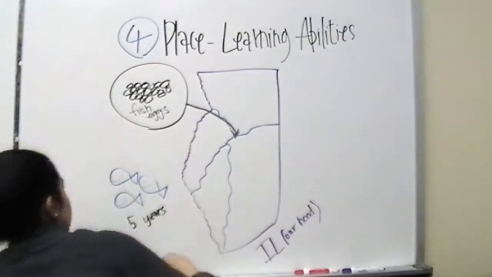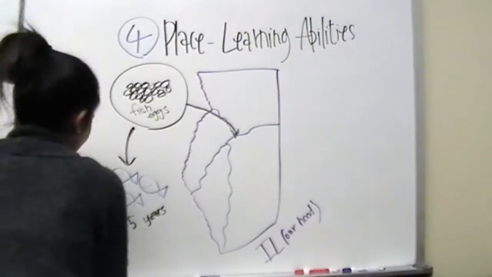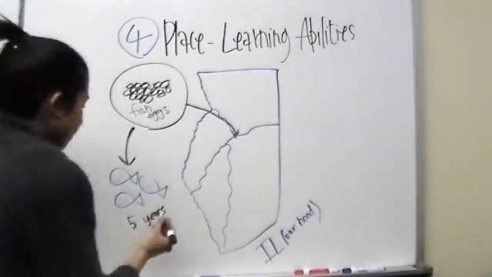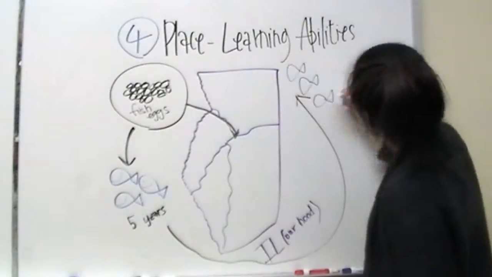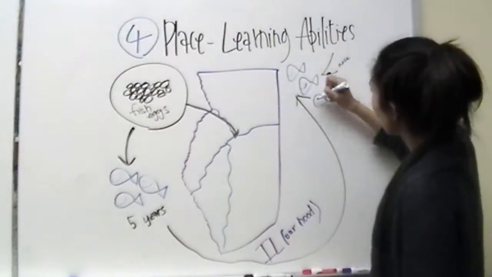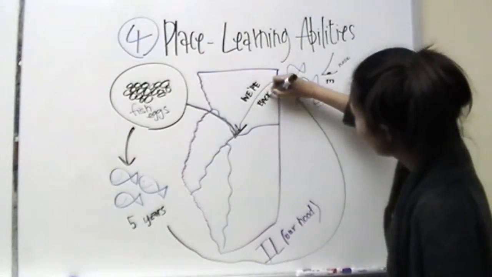Once the fish hatch, they go off on their own and travel downriver. 5 years later, though, when the fish need to lay their own eggs, they utilize their sense of smell to navigate back upstream to where they hatched, a safe place for their offspring as they know it.